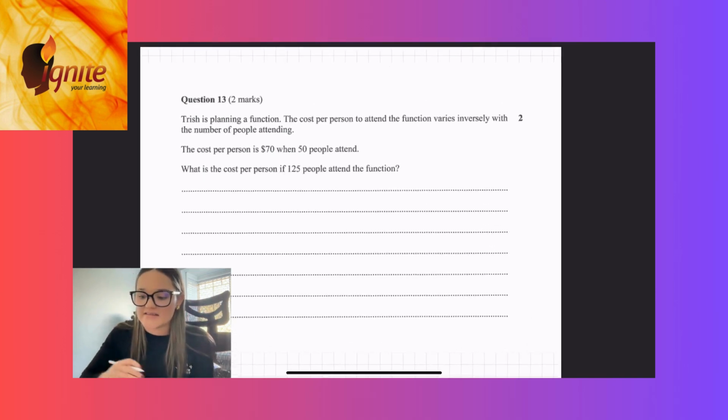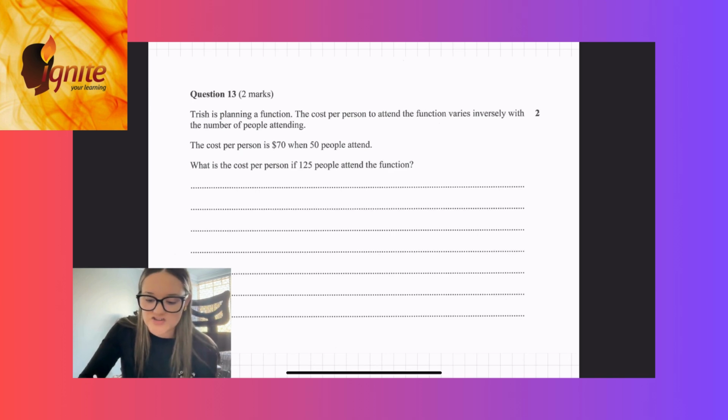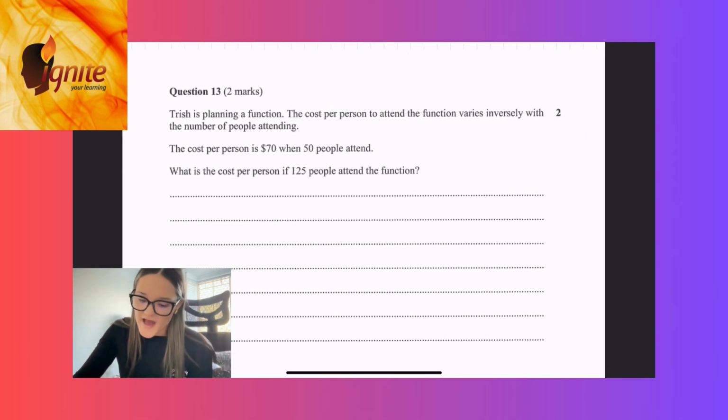So to go through how to answer these kind of questions, we're going to be going through question 13 from the Math Advanced CSSA trial paper of 2024. For question 13, we have, Trish is planning a function. We're told that the cost per person to attend the function varies inversely with the number of people attending. We're also told that the cost per person is $70 when 50 people attend, and we're trying to find the cost per person if 125 people attend the function.